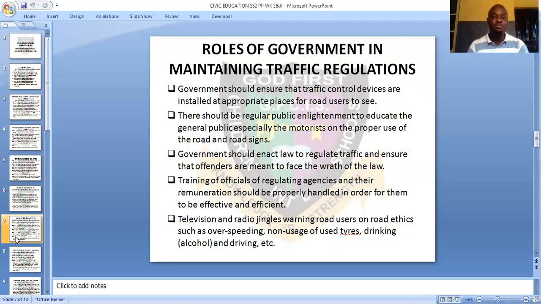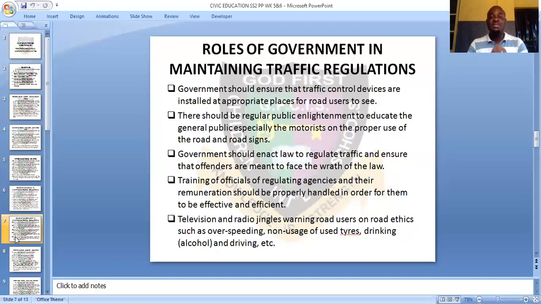Okay, another role of government in maintaining traffic regulation is that there should be regular public enlightenment in order to educate the general public, especially the motorists, on the proper use of the road and road signs. The government has been doing it, but you also need to notice that it is one of the roles of government. That is, educating the general public every now and then, especially the motorists, on proper use of the road and road signs. The road signs are actually there to give information to you, the road users, about the road.